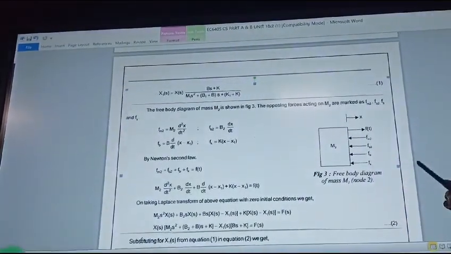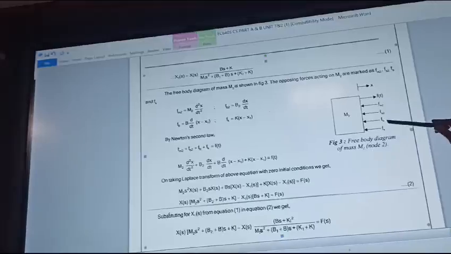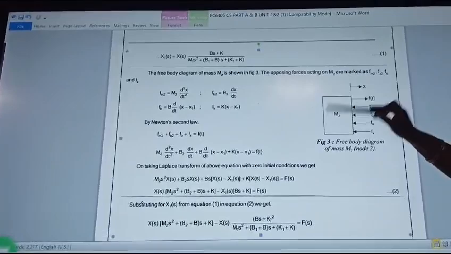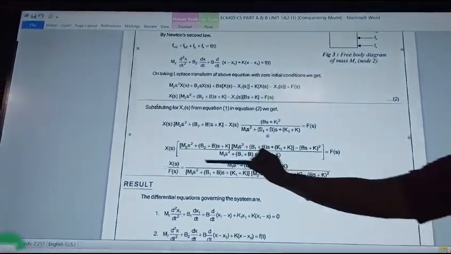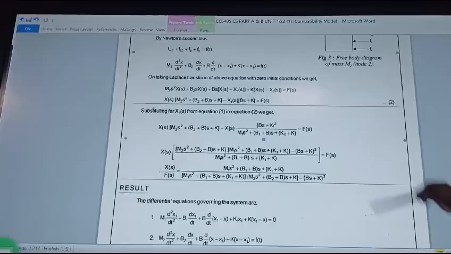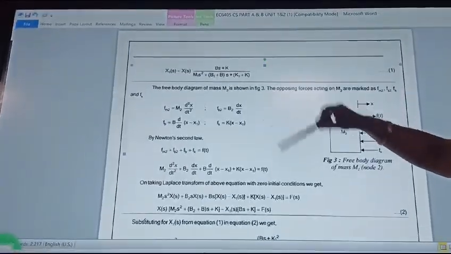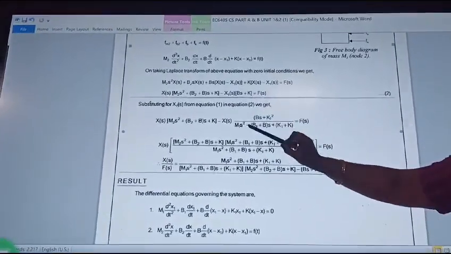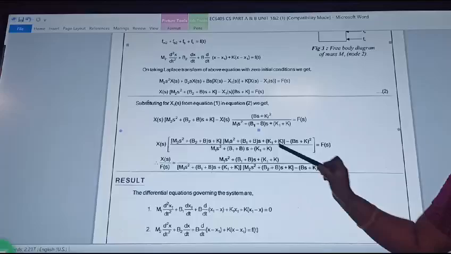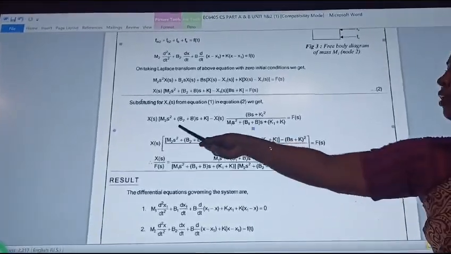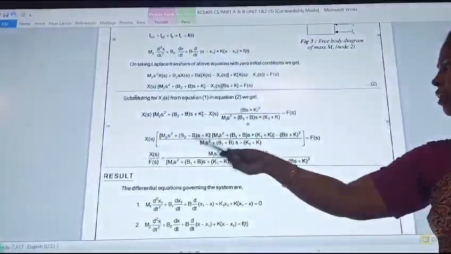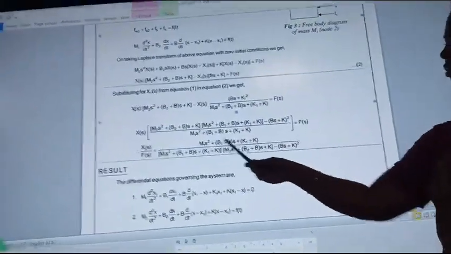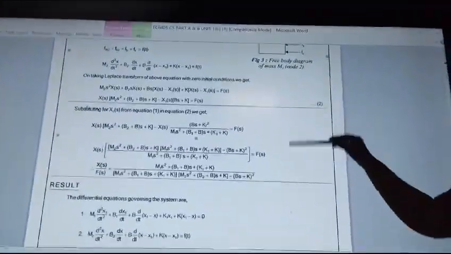You need the transfer function, output by input. The input is the applied force F of s, and the output is X of s, so you need to find X of s by F of s. Accordingly, we substitute this X1 of s into this equation. Now only X of s terms remain. Take X of s common and you will get this equation. So X of s by F of s gives you the transfer function. That's all, this is about the problem.